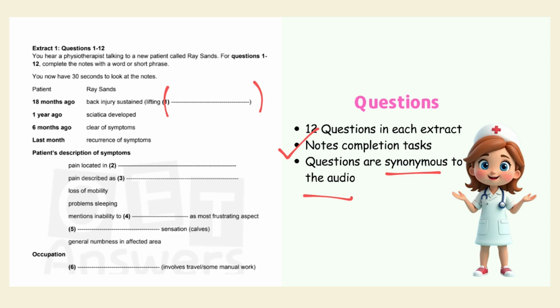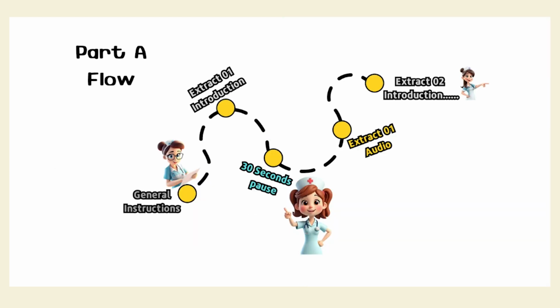They won't give you anything directly from the audio in the question booklet, right? So your audio and the question, how you can see on the page, will be completely different. Okay, so instead of back injury, they can say any other synonym form, right? Okay, so this is the exact flow or pathway of how you can start the part A listening, right?